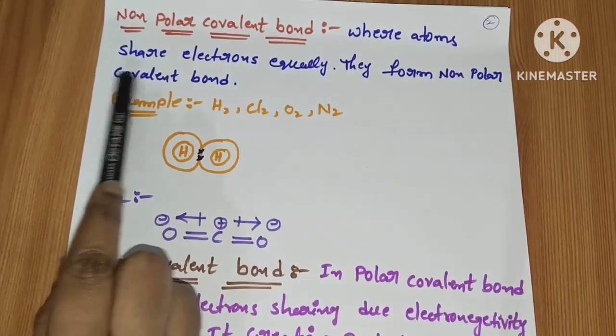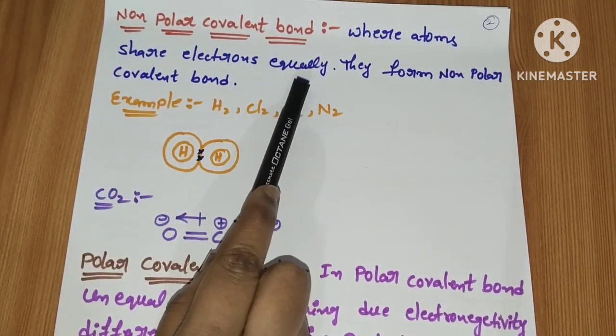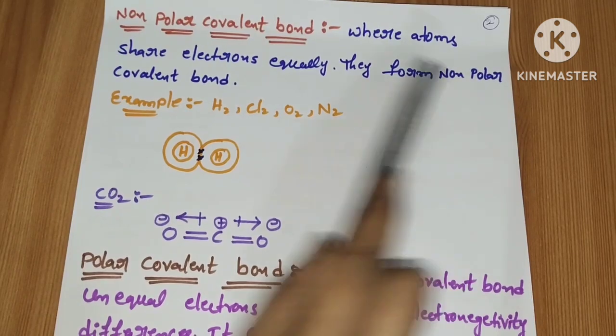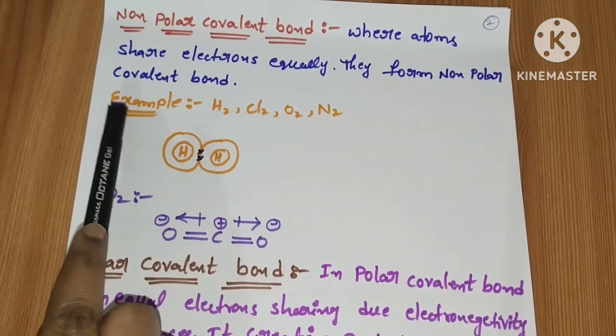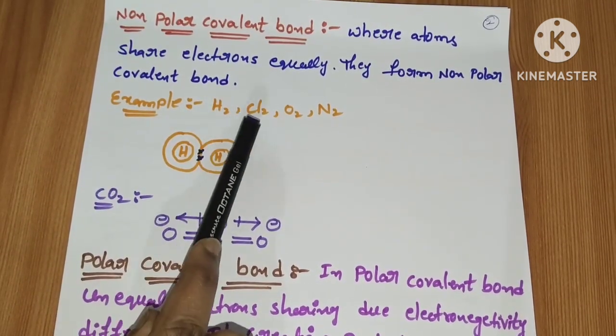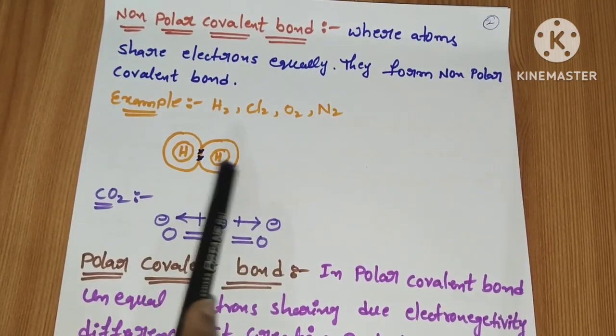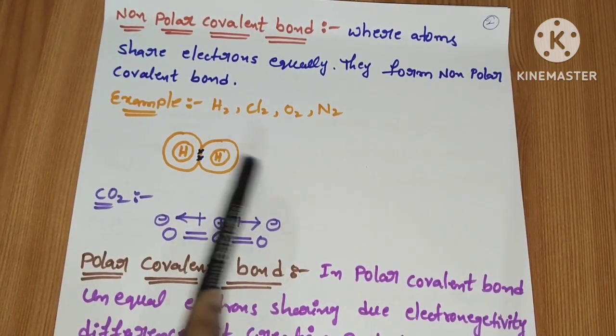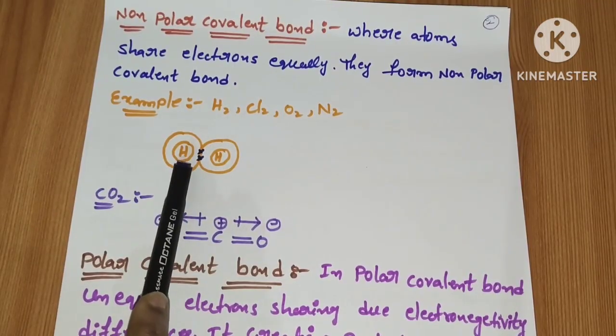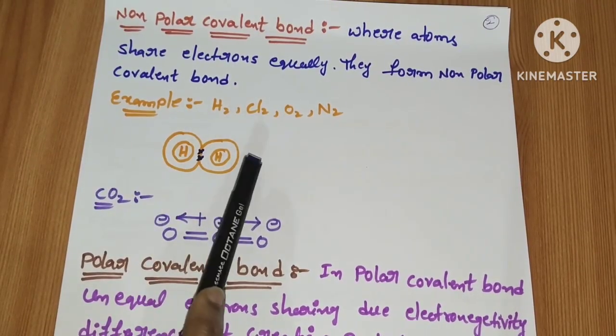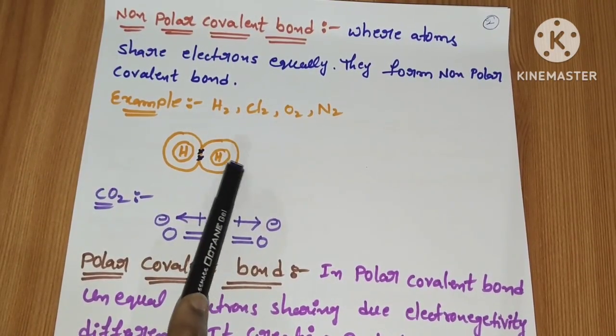Next, non-polar covalent bond. Where atoms share electrons equally, they form a non-polar covalent bond. For example, H2, Cl2, O2 and N2. See here, two hydrogen atoms share their electrons equally and their electronegativity is also the same.